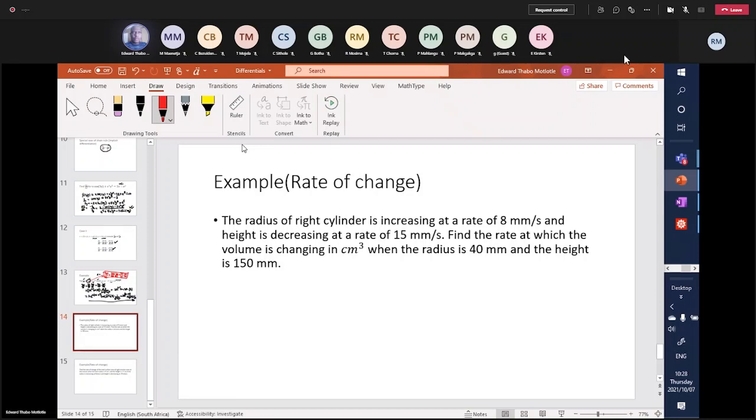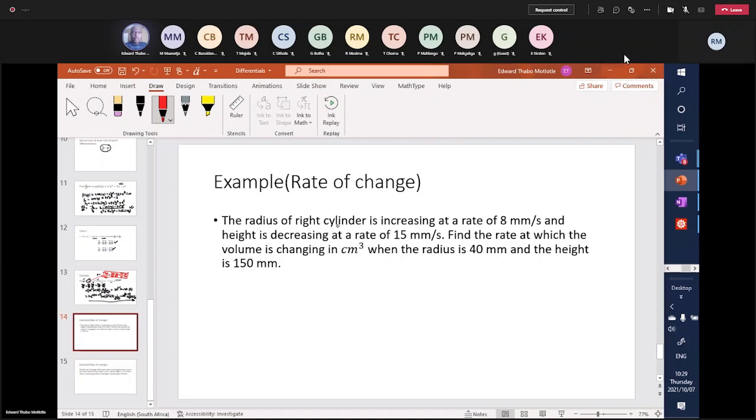So here they say the radius of a right cylinder is increasing at the rate of 8 millimeters per second, and the height is decreasing at the rate of 15 millimeters per second. Then find the rate at which the volume is changing in centimeter cube when the radius is 40 millimeters and the height is 50 millimeters. So what I'm going to do, the difference between centimeter and millimeters is 10. So I'll work the problem in millimeters and divide the answer by 10. Or you can convert everything to centimeters and work in centimeters.